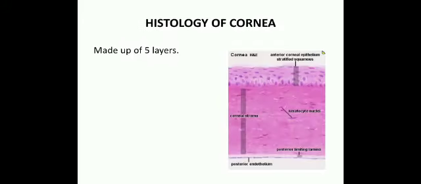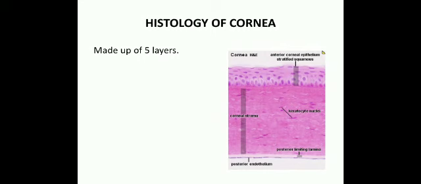Hello everyone. The topic for today's session is histology of the eye. In this session we will learn about the histology of the cornea, retina, sclerocorneal junction, the optic nerve and the eyelid. So first, the histology of the cornea.